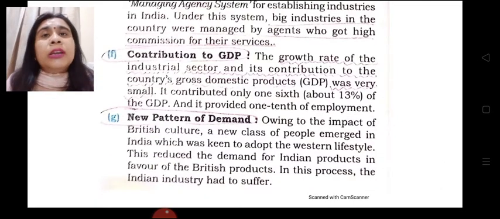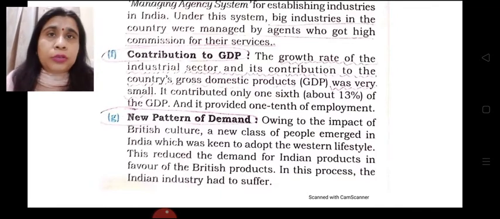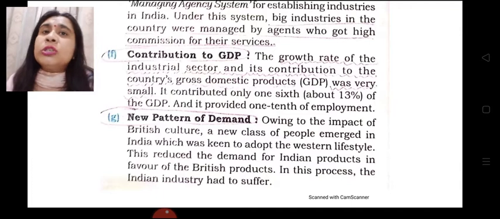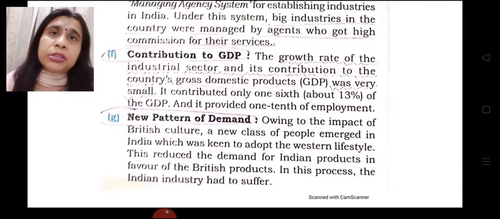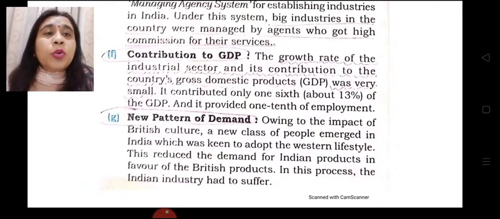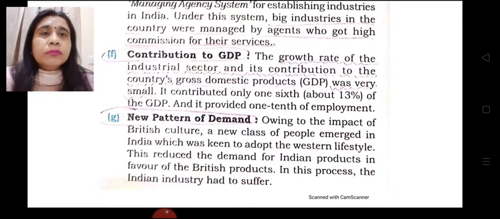The contribution of these secondary industries towards GDP was also very low. It was only 13%, and it provided employment opportunities to only one-tenth of the population of our nation. So the industrial sector was not at all in good condition. Only one-tenth of the population got employment opportunities through the industrial sector, and it contributed only one-sixth of our gross domestic product, that is, national income.